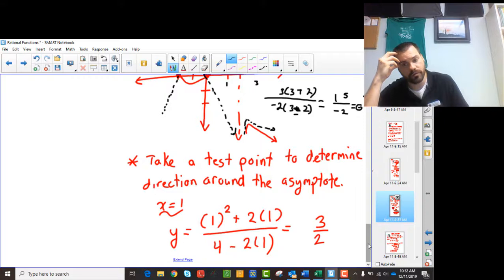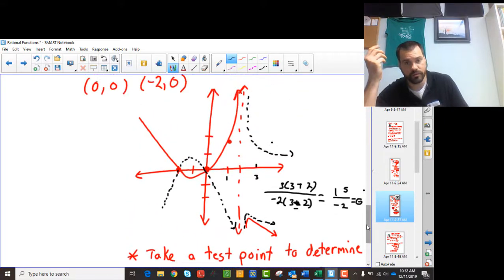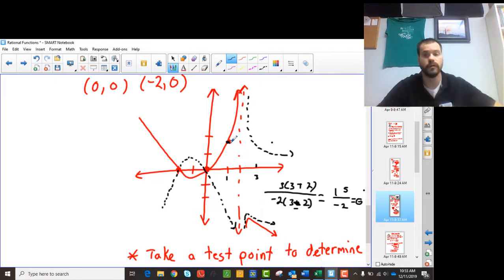And that means that if it's 3 over 2 or 1.5, it's positive, right? So I drew it up here, and that then determines that this has to go like this, instead of like this. So it can't go down because it's positive up here. So that's the idea. There's certainly more questions you could do and certainly more examples that we can do, and we will do more of them in class, but that's the idea.